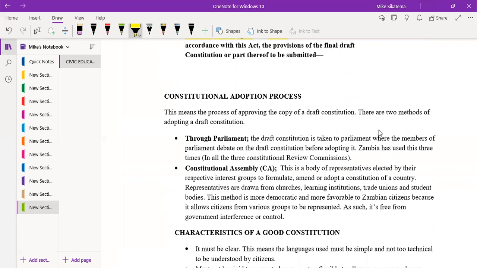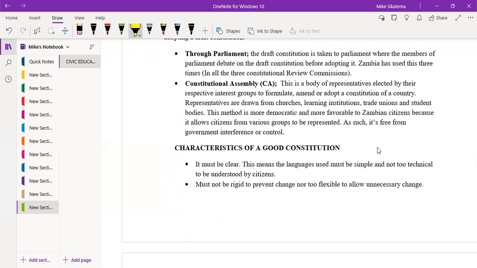Through Parliament, the draft constitution is taken to Parliament, where the members of Parliament debate on the draft constitution before adopting it. And you know, Zambia has actually had three of these. Or through a constitutional assembly. This is a body of representatives elected by their respective interest groups.